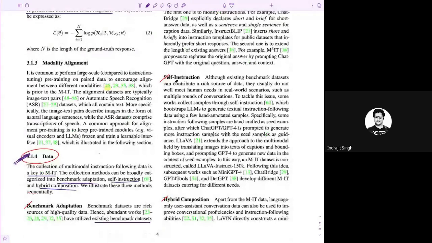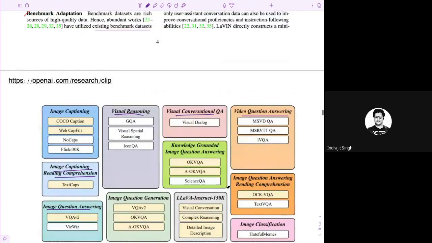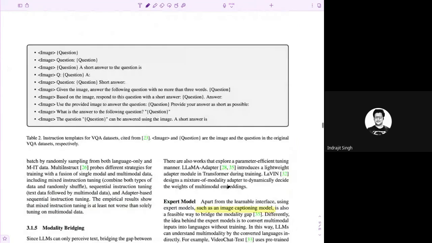On the set of benchmark adaptation, there is also self-instruction. Although existing benchmark datasets can contribute a rich source of data, they usually do not well meet human needs in real world scenarios, such as multiple rounds of conversation, right? To tackle this issue, some works collect samples through self-instruction, which bootstraps LLMs to generate textual instruction following data using few annotated samples. Now you probably can have a hybrid of these, right? And then think about preparing the data. Hybrid composition. Okay, I hope that is clear, right?